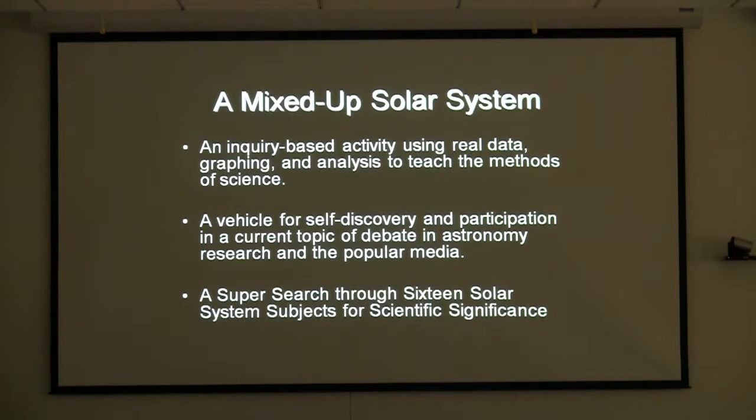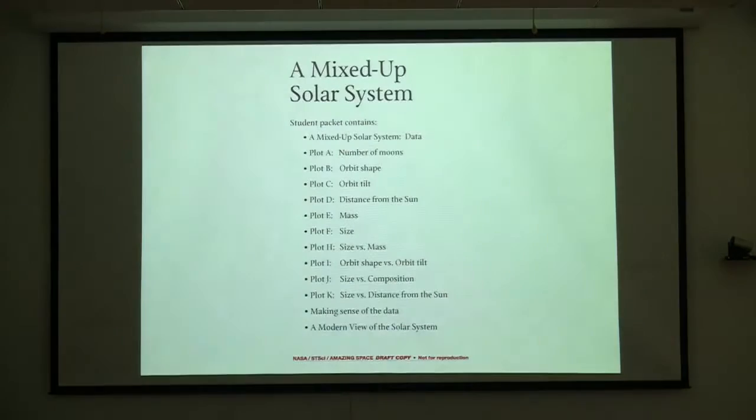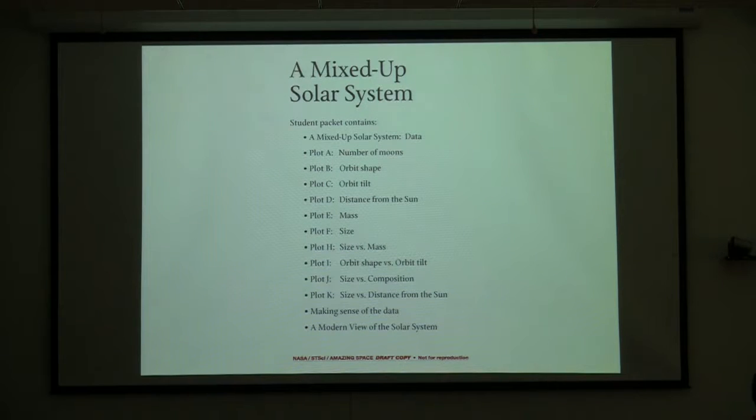And as you know, in 2006, a certain favorite, small, pathetic object out at the end of the solar system was demoted officially, although it had been demoted by others earlier. And we got a lot of debate about it, especially in the popular media. So this becomes a vehicle with which you can start a discussion within your classroom about scientific debate. And of course, just to be fun, I call it a super search through 16 solar system subjects for scientific significance. So your mixed up solar system packet is going to contain all these wonderful things, but we're not going to give you all of them at once because we know you will look forward to see the end.